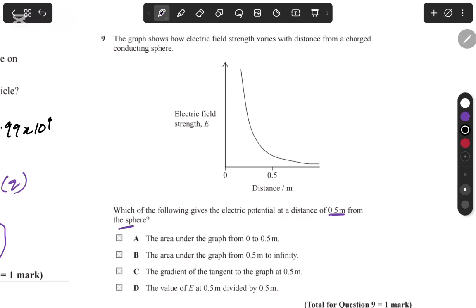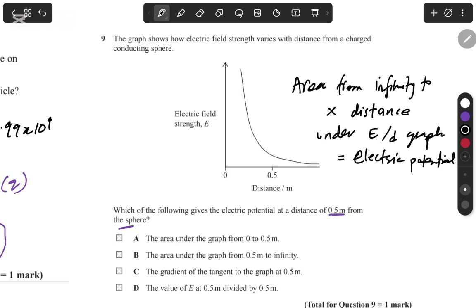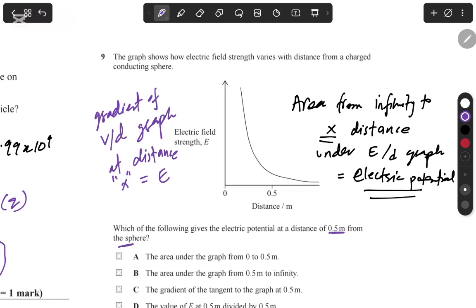Okay, so one thing that you have to remember is that the area from infinity to x distance under the electric field strength distance graph is going to be the electric potential. And the gradient of the electric potential against distance graph at distance x, so for example this is the graph, now at a specific point x, where this is the distance, this is the electric potential, when you find the gradient of the curve, we're going to draw a tangent, we're going to get the gradient, and that gradient is going to be the electric field strength at that point.